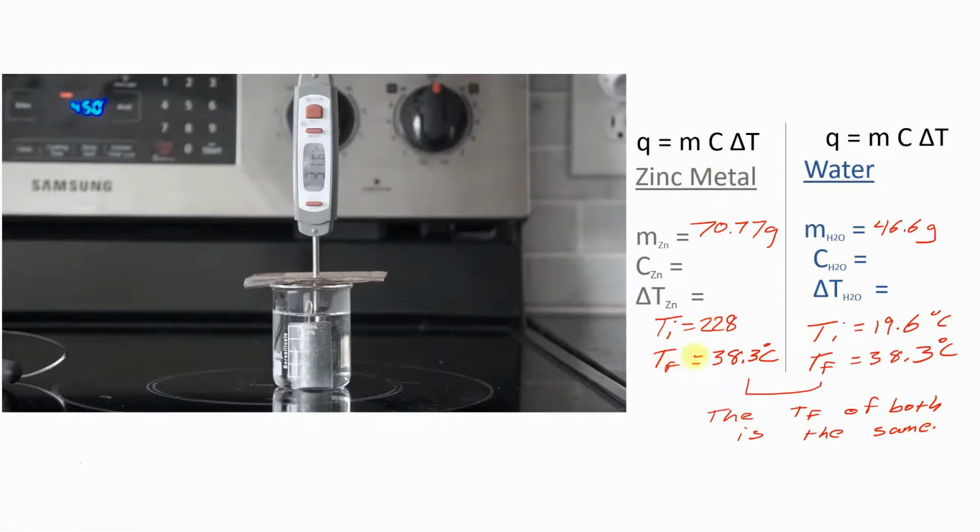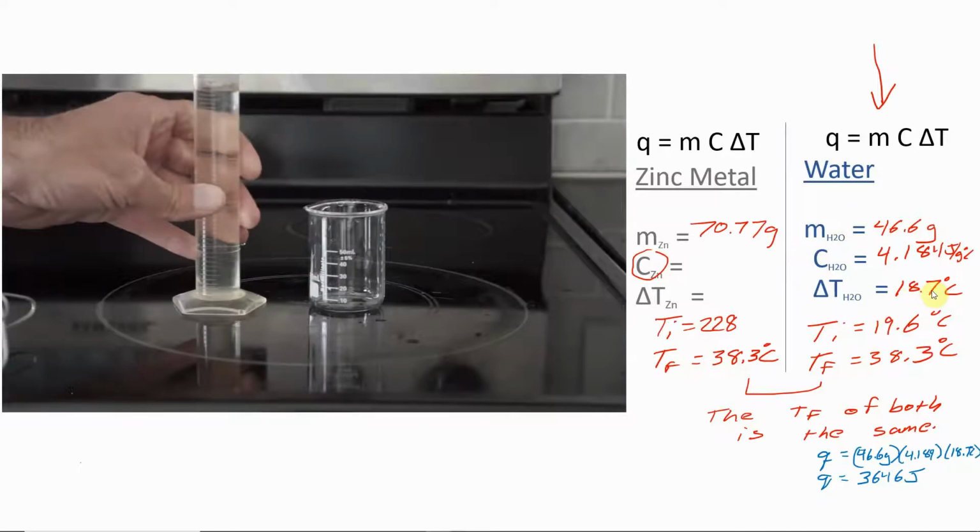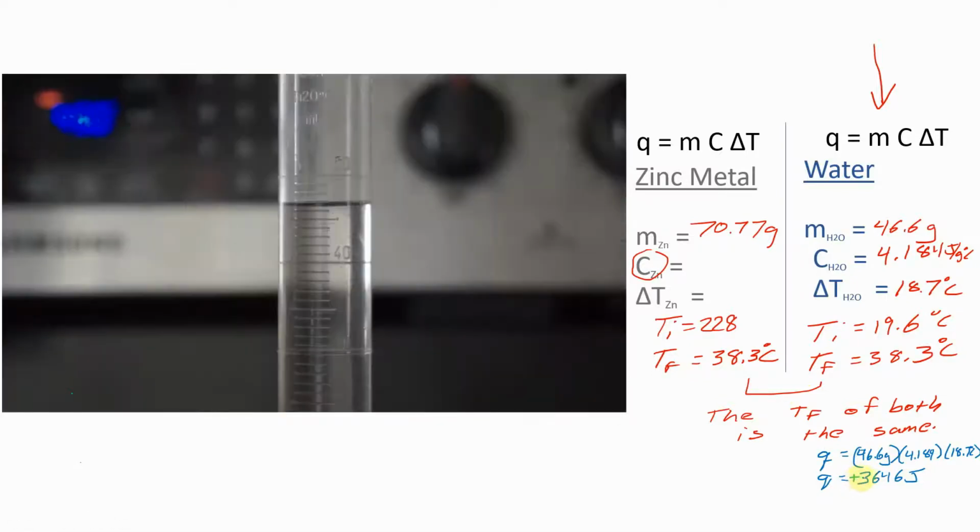Now, if we're going to calculate the answer to what is the specific heat of zinc, remember that's what we're after here. Remember, we always start our calculations on the water side because we know most of the information. We know that water is 4.184 joules per gram degrees Celsius. We know the change in temperature is going to be these two, so I'll subtract that. All right, so I got 18.7 degrees Celsius when I subtracted those two. And now I can plug in Q equals MC delta T, and I can find out that this water absorbed positive 3,646 joules.